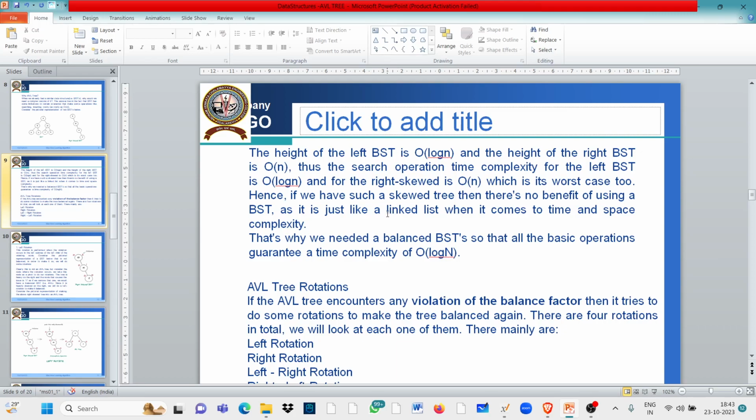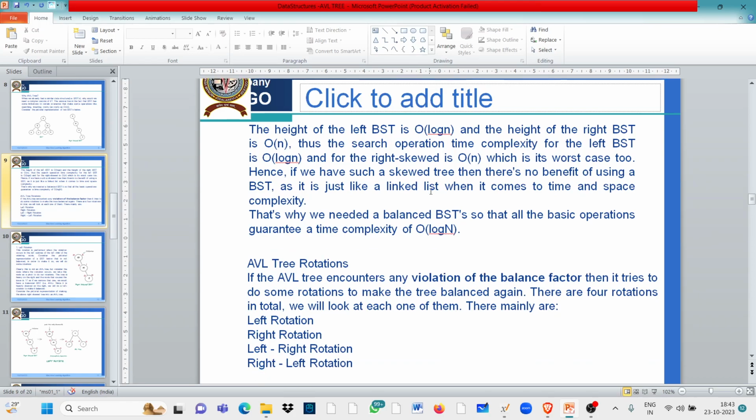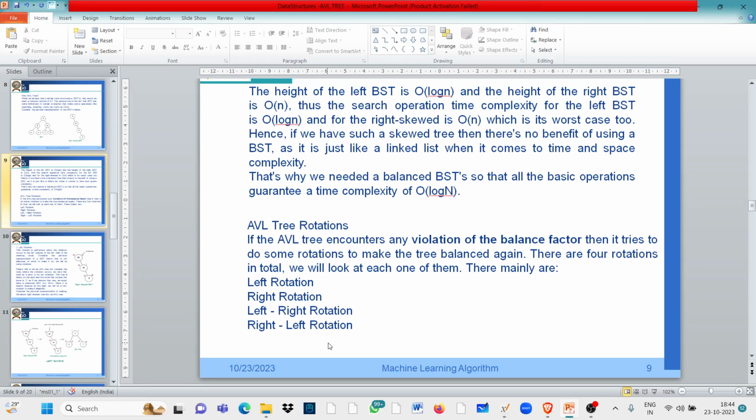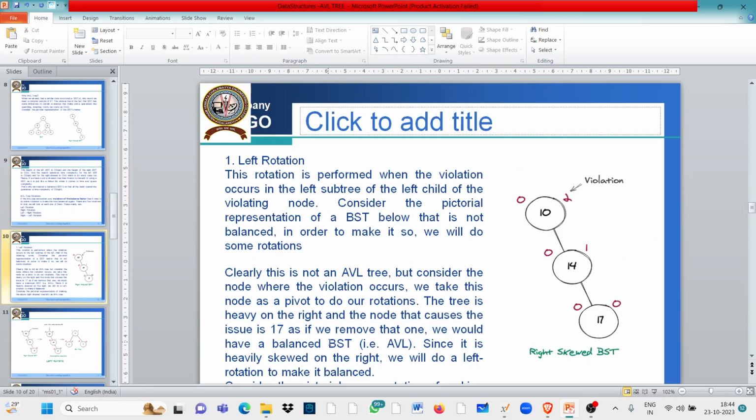Okay, so we have different types of rotations here. As I explained to you, we have 4 types of rotation. One is the left rotation, one is the right rotation, one is the left right rotation, one is the right left rotation. So what are they? Let us see. So now let us see. We go for the left rotation.